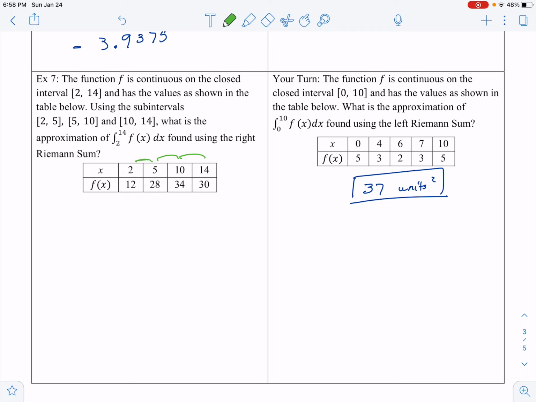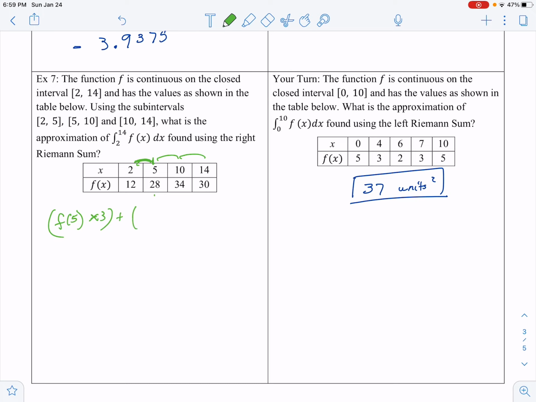So this partition goes from 2 to 5. So 5 is the right hand. So I need f of 5 times the width of the partition. Well, the width of the partition is... nope, that's not what we need. Sorry, I lied. Yeah, we do need that. But the width of the partition, so you need f of 5, the height of 5, and then the width is 5 minus 2, which is 3.